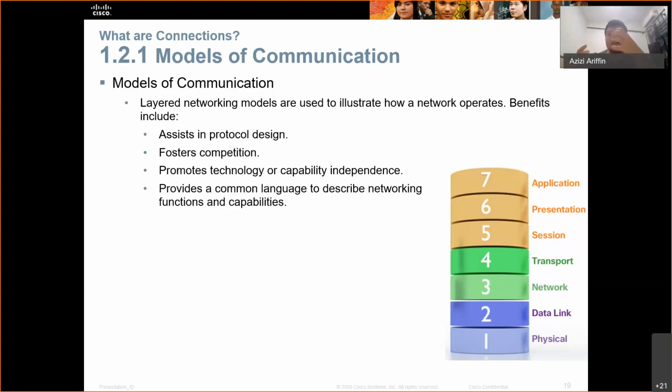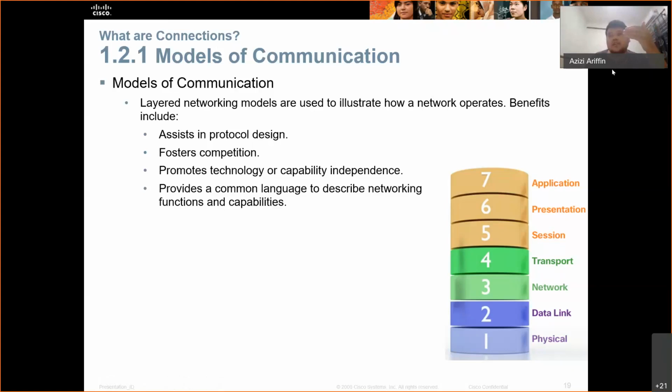Kalau kita ada OSI layer, kita ada TCP/IP, tak kisah vendor mana, kalau kita nak talk through TCP/IP punya model, dia akan boleh menggunakan the same model. So dia boleh communicate with each other. Dia akan jadi compatible with each other for communication. So why we need a model of communication? So it assists in protocol design, foster competition, promote technology and capability independence, provide a common language to describe network function and capability, supaya different vendor boleh communicate with each other.